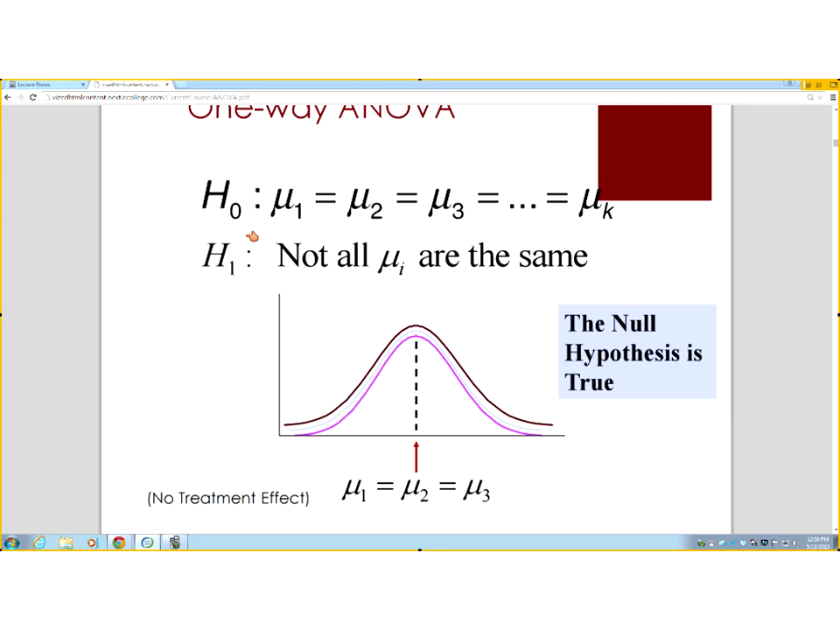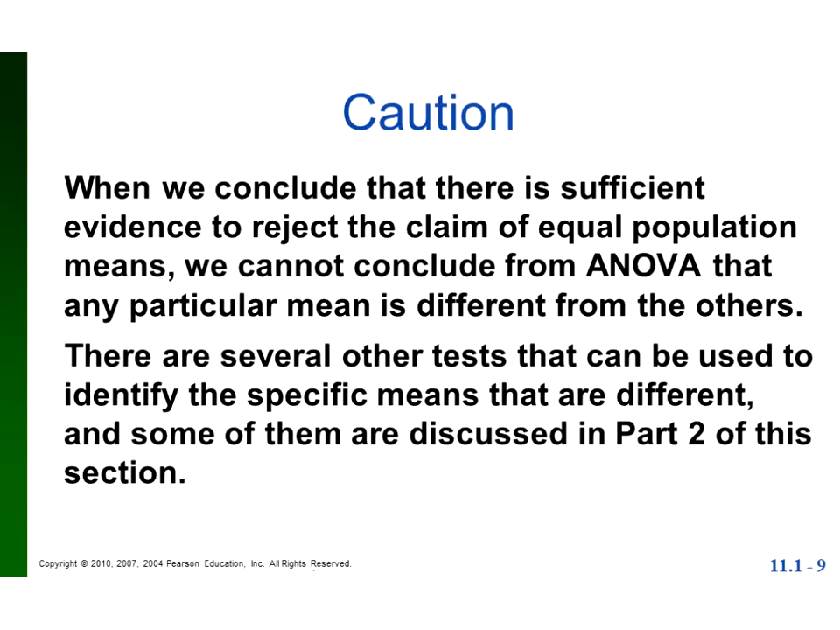All right, so the setup for the null hypothesis and the alternate hypothesis never changes. That's going to be the same for all of our problems. Okay, so word of caution here. When we conclude that there is sufficient evidence to reject that all population means are equal, we can't conclude which mean is different. That's what I had said before.